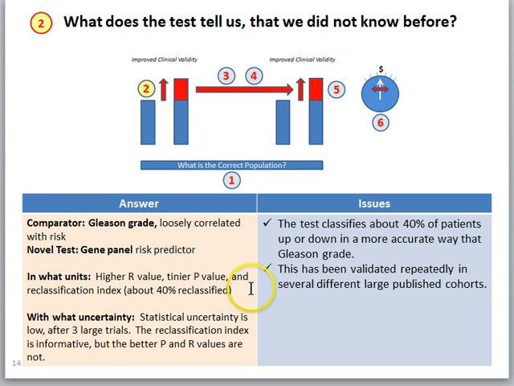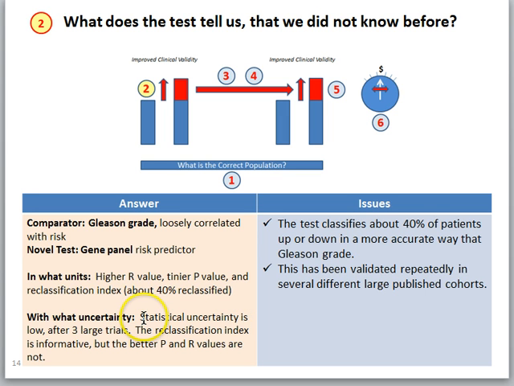In what units? Well, prognostic tests, we said, can be tricky because what are the units? You have a higher R value for correlation, or R squared. You have a tinier P value, like P .01 instead of P .05. Those aren't very actionable. So we may move to a reclassification index, and that's the units. About 40% of the patients are reclassified from intermediate grade to low grade disease.